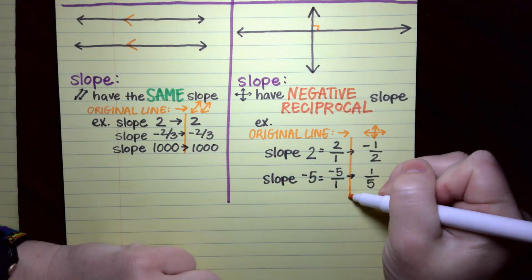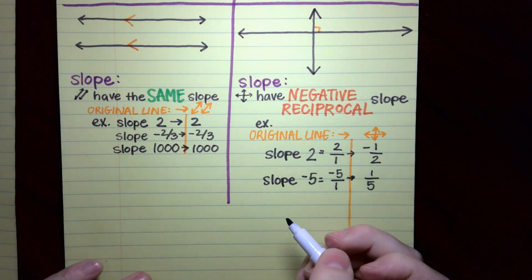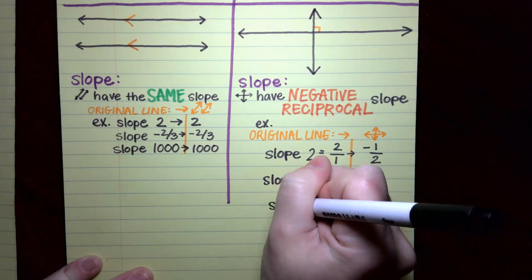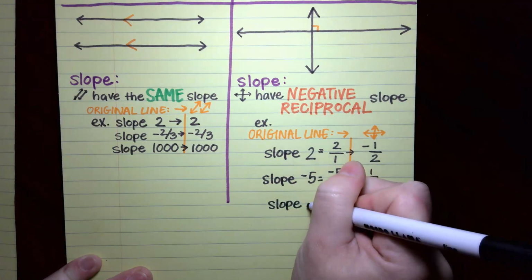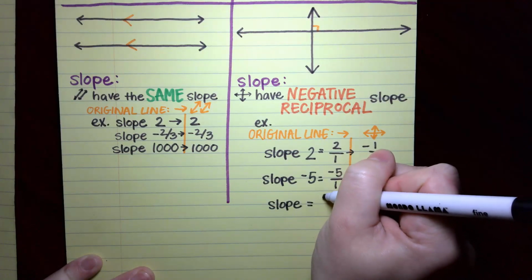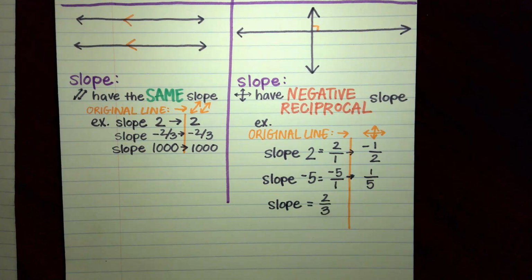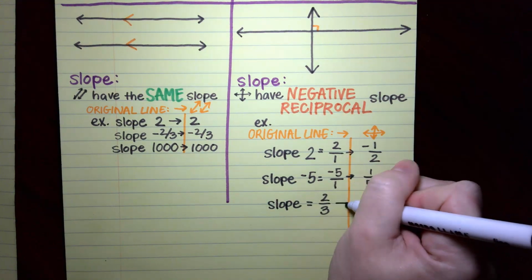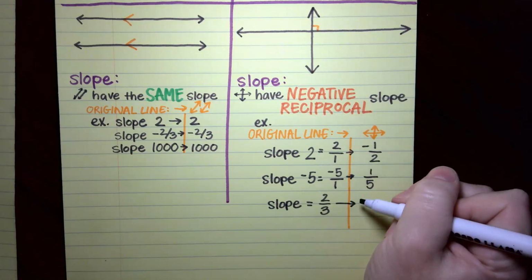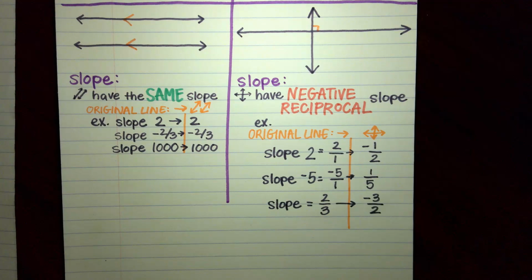Let's do a couple more examples, and then I'm going to have you guys practice doing this process for a minute. What if I had a slope of 2/3, 2 over 3. It's already in rise over run form. We're just going to flip it and make it negative. So your new slope is negative 3 over 2. Yep, -3 over 2. That's it. It's not too bad, guys, is it?